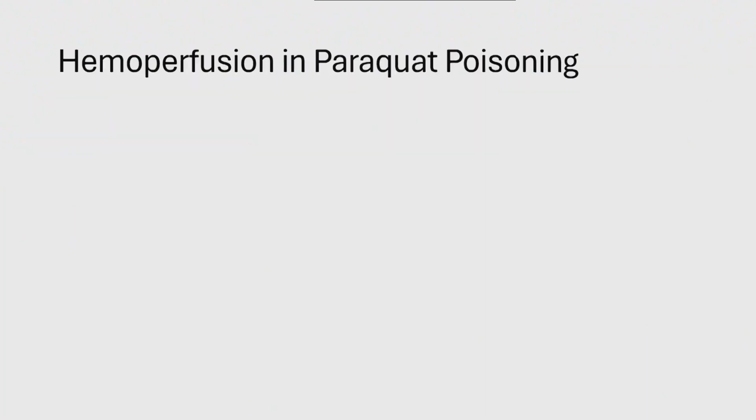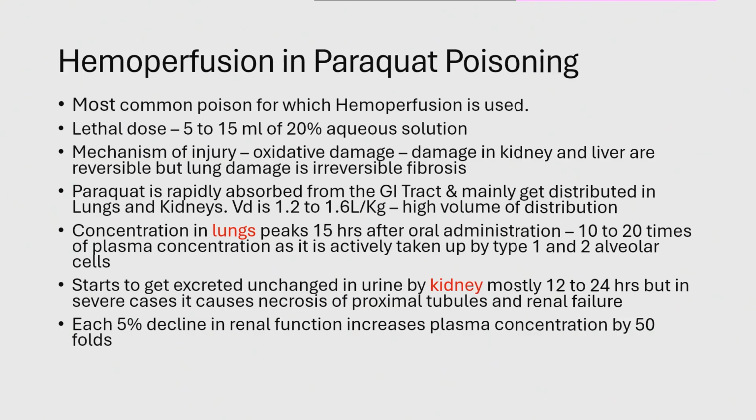So the main crux of the talk would be hemoperfusion in paraquat poisoning. Paraquat is the most common poison for which hemoperfusion has been studied. The lethal dose is 5 to 15 ml of 20% aqueous solution. The mechanism of injury, we all know, is oxidative stress. It will damage the kidney, liver and lung. But the damage to kidney and liver is reversible. Damage to the lung is not at all reversible because it causes pulmonary fibrosis.